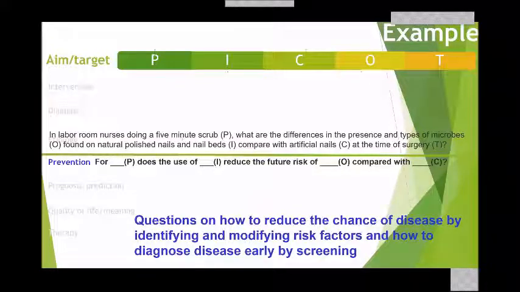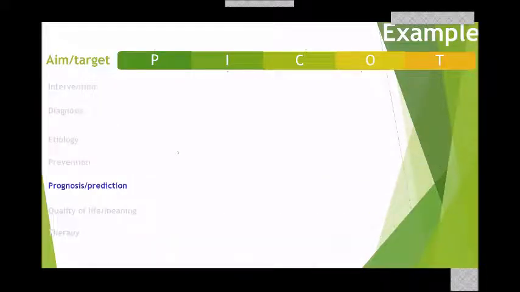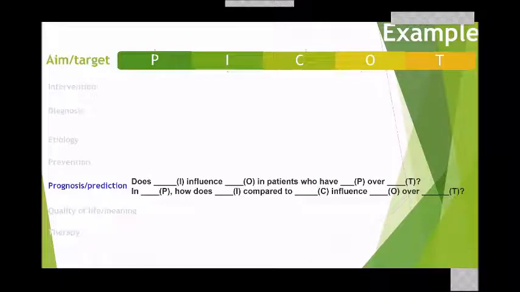Again, let's ask the same question for prognosis or prediction. So the question would be, does the indicator or the intervention influence the outcome in patients who have the problem, that's our disease, over a period of time? Or we can ask it in a different way: in a population, how does the intervention compared to the comparison influence the outcome over a period of time?